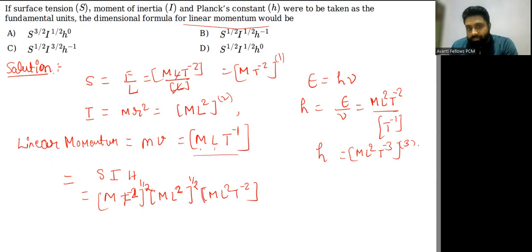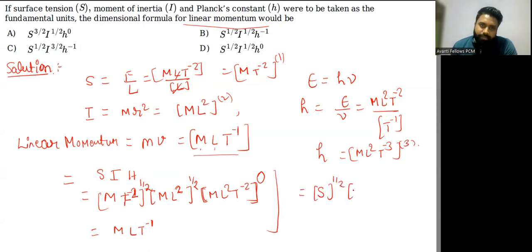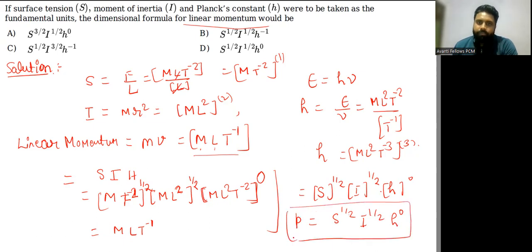Only the problem is created by this quantity. So you have to vanish this. So what you can do, you can take this power as 0. So here, this would become MLT minus 1. So what we have done is take the dimension of S to be 1 by 2, take the dimension of I to be 1 by 2, and take the dimension of H to be 0. So now in resultant, it is S to the 1 by 2, I to the 1 by 2, H to the 0. This is the dimensional formula for linear momentum. So option D is the correct option.